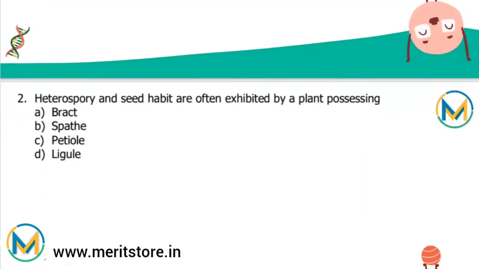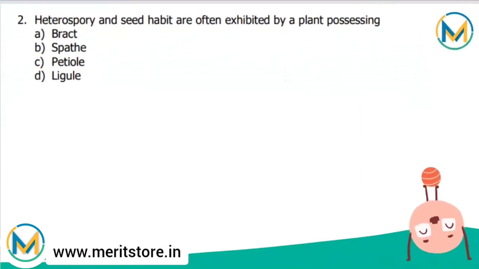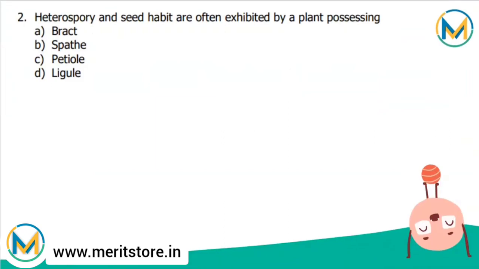Looking towards the next question, heterospory and seed habit are often exhibited by a plant possessing. So first of all, heterospory means the production of two different sizes of spores, that is microspore and megaspore. It is found in Selaginella.